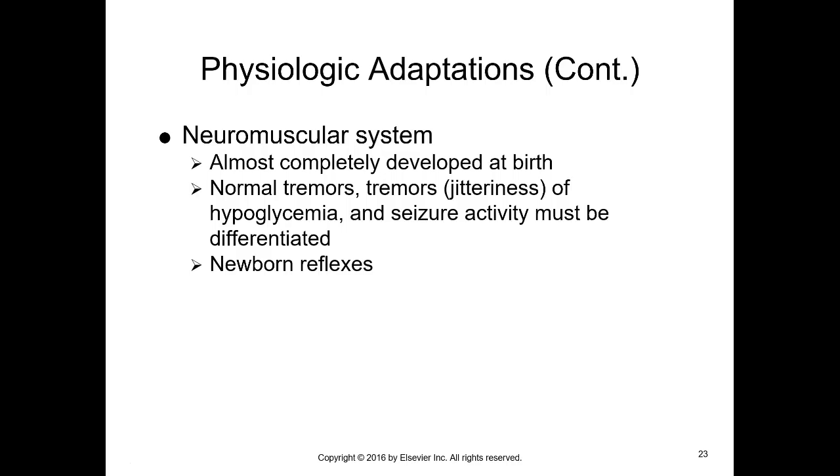If it is tremors, if it's jitteriness, when you do passive flexion or reposition that extremity, that movement stops. If it was a seizure, it would continue. And also note that seizure activity is associated with ocular and autonomic changes, whereas jitteriness is not.